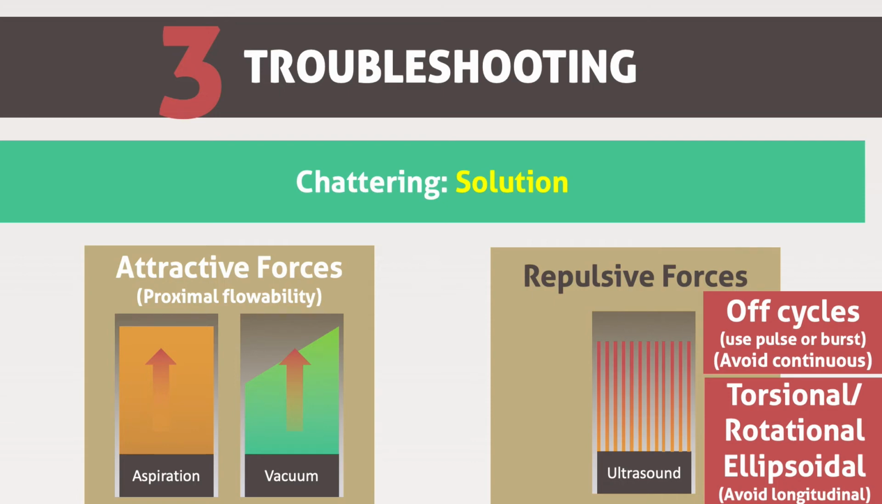Keep in mind that repulsive forces of ultrasound are more when the phacotip moves forward and backward like in longitudinal than if it's moving from side to side like in torsional or ellipsoid.